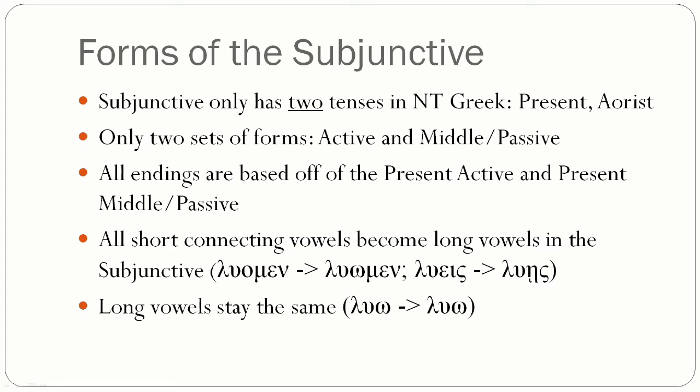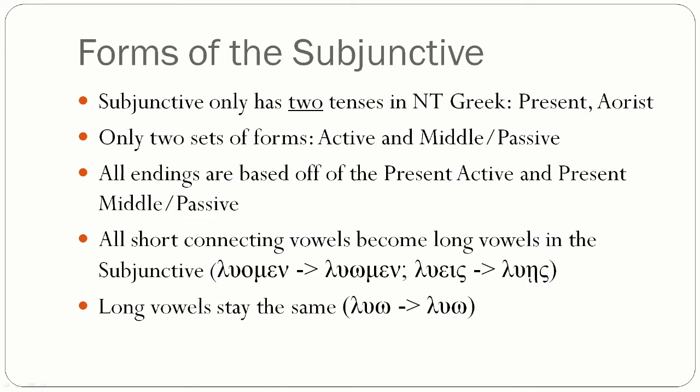There's only a couple of slight changes that determine a present or an aorist. And so, yeah, just two tenses that you have to worry about, two sets of forms that you need to remember. And all of the endings are based either off of the present active or the present middle passive. All right, so you get those two sets of endings down and you have all of the endings.